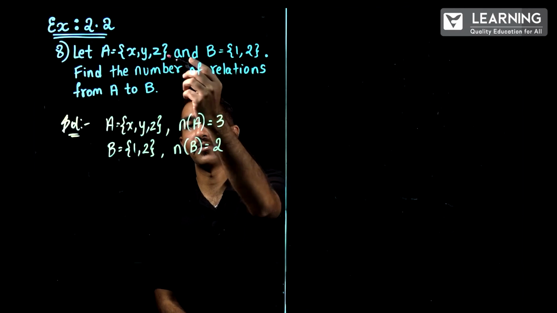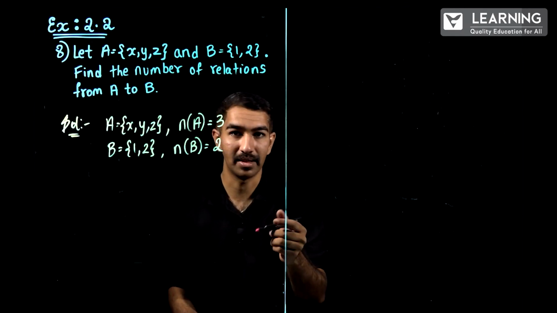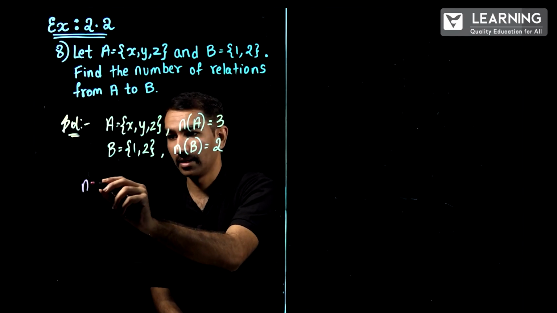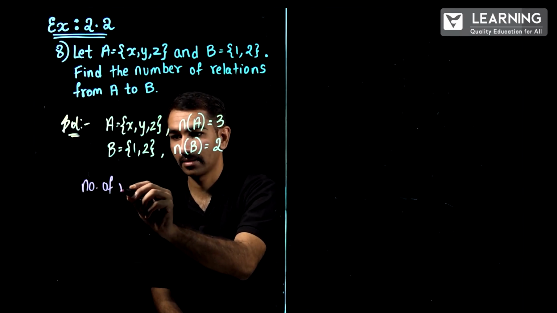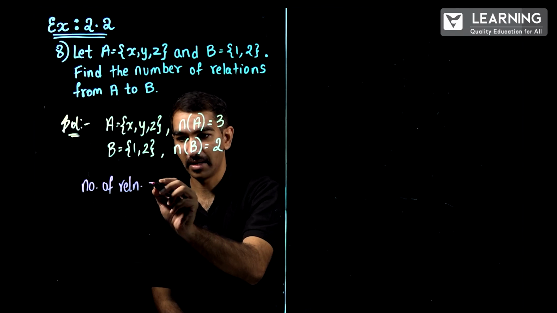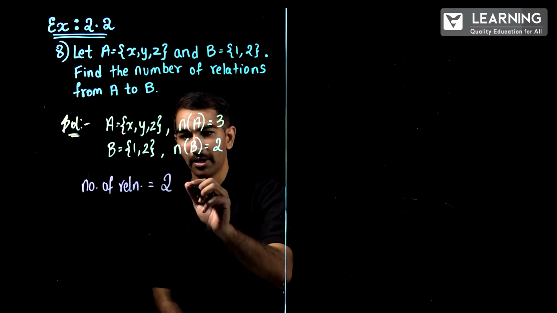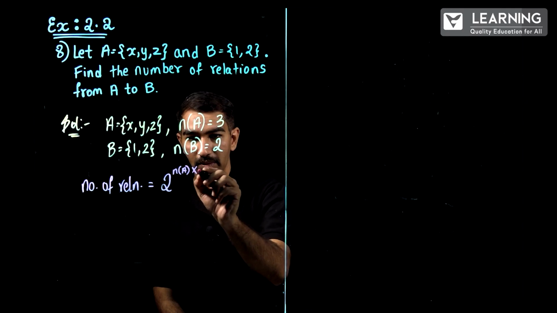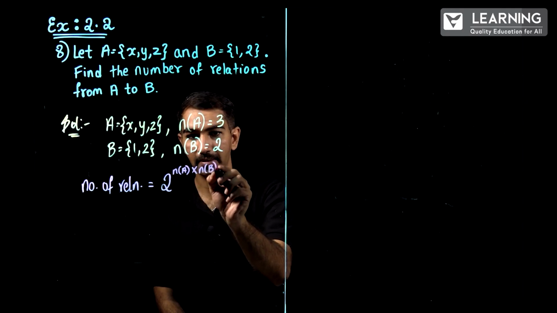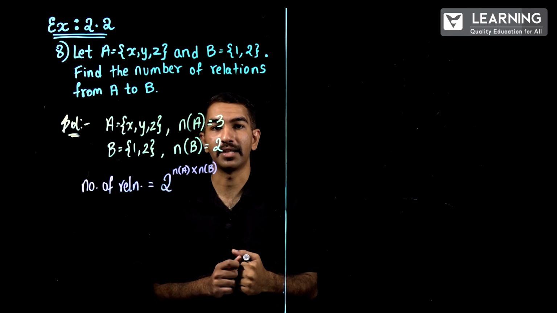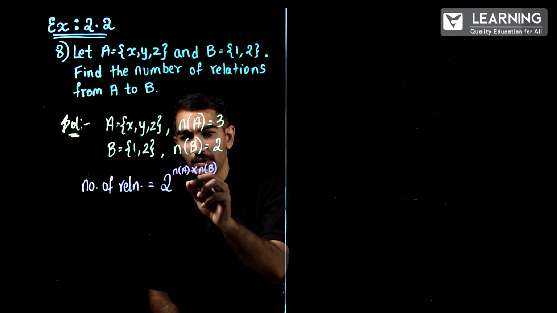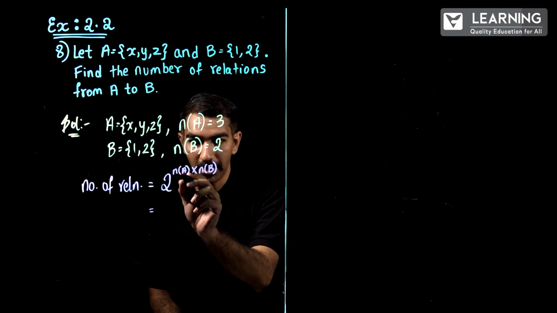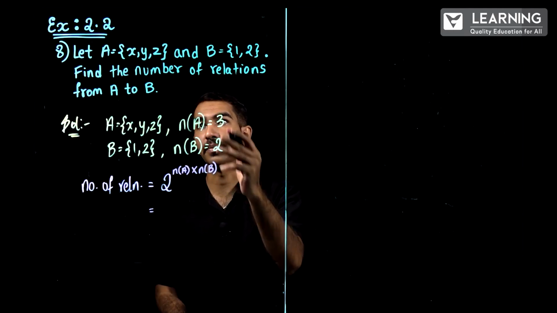So students, there is a formula, right? We have also discussed this earlier. So how to find out the number of relations? Always remember, the number of relations is given by 2 to the power of n of A into n of B. So this will be the number of relations between two sets. This 2 is constant, this will never change. Only n of A and n of B will be changing based upon the question.